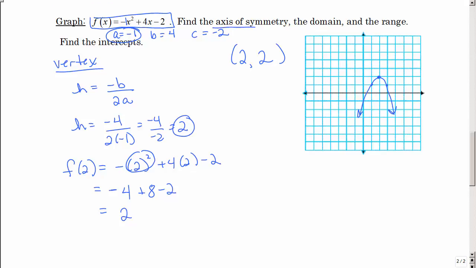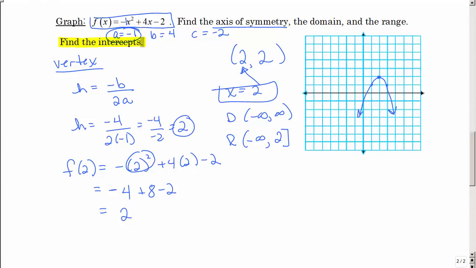Oops, I'm skipping stuff, so hold on. Axis of symmetry is x is equal to 2. Remember, it's always that value. The domain, that's easy. And the range, remember, bottom to top. Bottom to top.